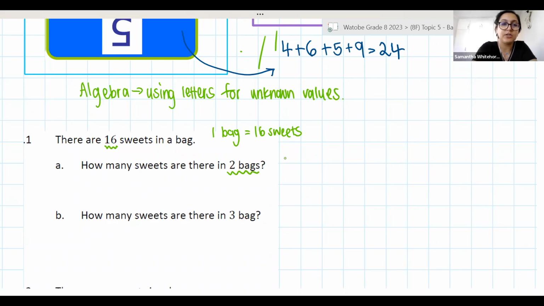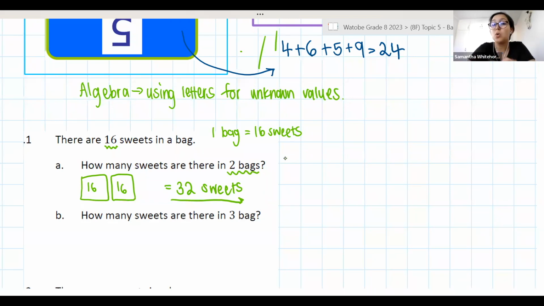Okay, good, guys. So in 1 bag, I've got 16 sweets. If I now have 2 bags, I've got double that, 32. So we would have 32 sweets in 2 bags. I'm not splitting the 1 bag. I am doubling it. I'm getting a whole other bag of 16 sweets. So try the second one for me.